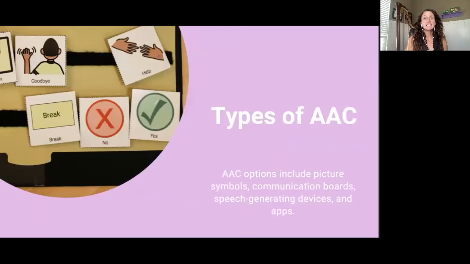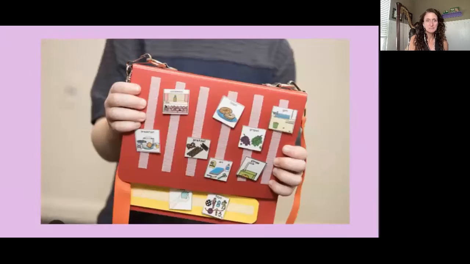So there are various types of AAC. There are going to be pictures. There are going to be PECs if you're following that protocol. There are going to be low-tech and high-tech options as well. So you might be using PECs. You might be using pictures.